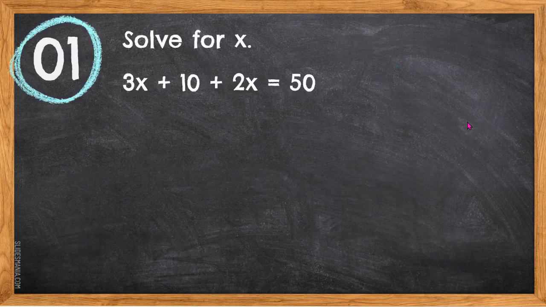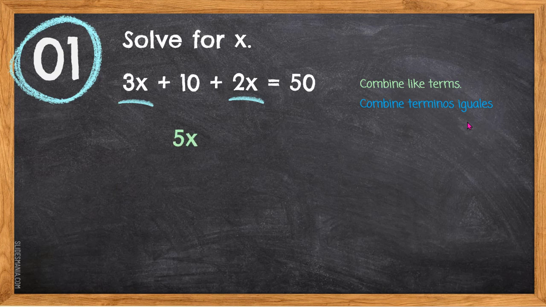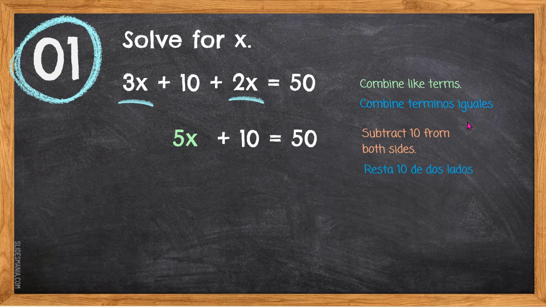One example. First, we need to combine like terms. So necesitamos combinar términos iguales. 3x y 2x, cuando suma, es igual a 5x. Bring down the rest of your problem. Then we need to subtract 10 from both sides. Necesitamos restar 10 de dos lados.